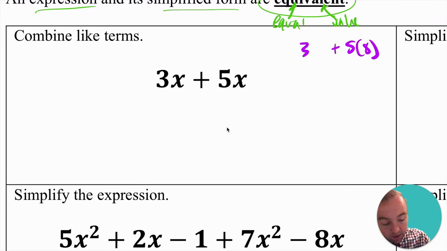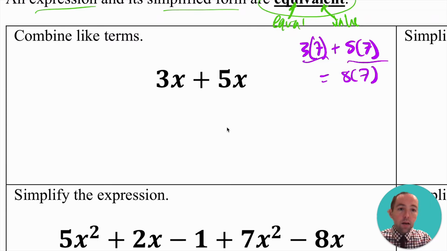So if I picked a different number, like if you had 3 7s and 5 7s, right? This means 7 plus 7 plus 7, and then 7 plus 7 plus 7 plus 7 plus 7. That doesn't mean you're going to have 8 7s, right? So we could generalize that to say, yeah, okay, that is 3x plus 5x. So then we're going to have 8x's, right?